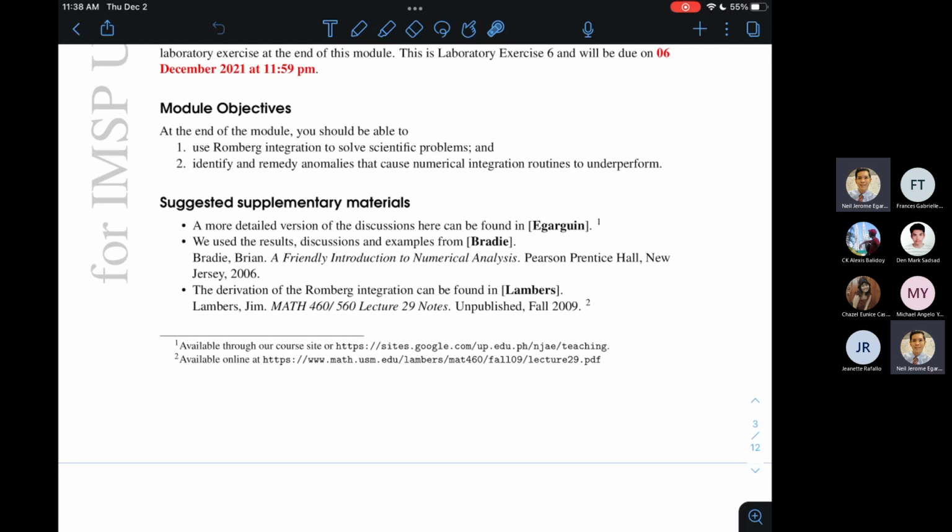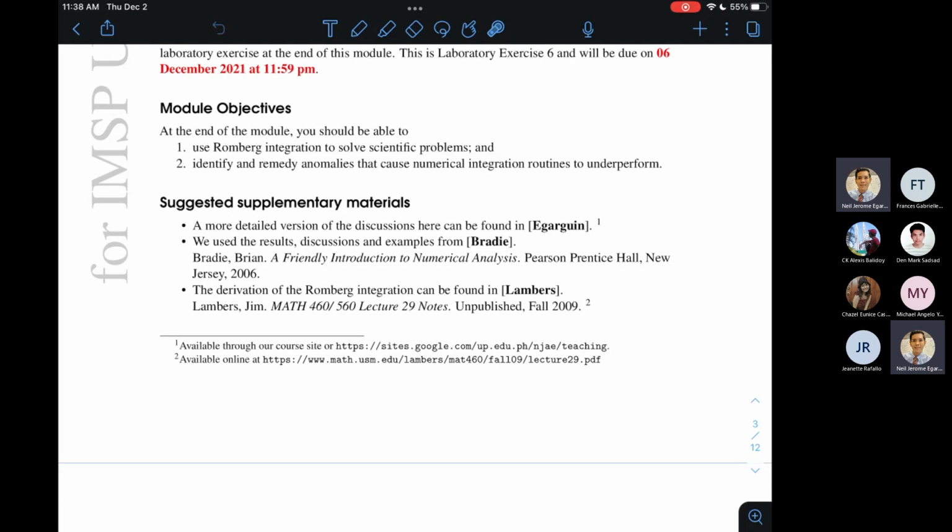Kung gusto mong mas maganda yung approximation, you can use a composite rule by introducing more points, but on each of the subintervals induced by these points, gagawa tayo ng isang lower order quadrature technique para hindi siya maging subject sa Runge phenomenon. Okay? Pangalawa yung Gaussian or Gauss-Legendre quadrature rules, which specifically choose the nodes to gain the maximum degree of precision. Okay? So, marami tayong choices.